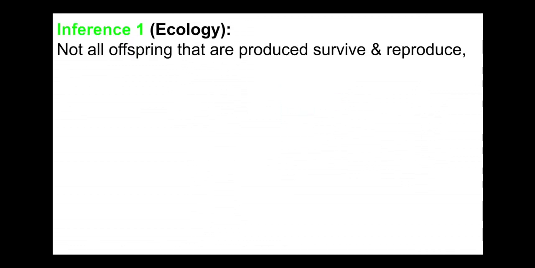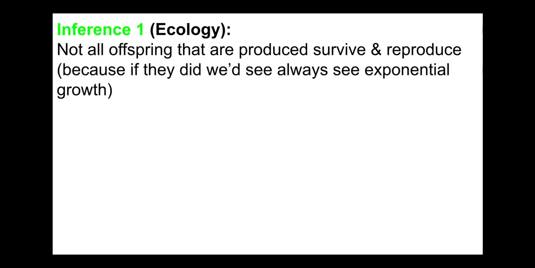So Darwin's first inference was because we don't see exponential population growth everywhere, not all offspring that are produced are surviving and reproducing. Most offspring die. Most acorns produced by a tree never germinate. Even those that do happen to germinate are usually eaten or freeze over the winter. So if all of those acorns were to survive, we would see exponential population growth, but we don't. So most offspring of all organisms, whether it's an oak or some other organism, they're all dying.